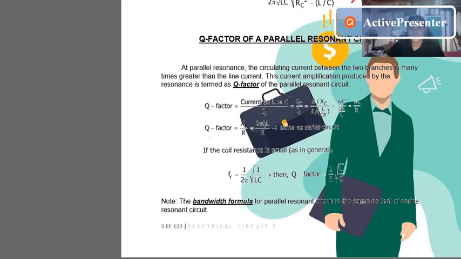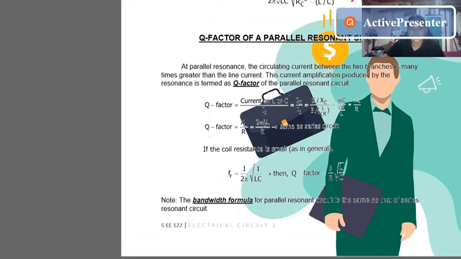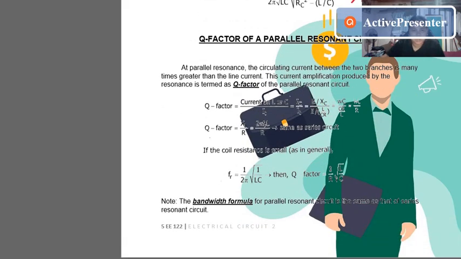And for our last topic, for our Q factor of a parallel resonance circuit. So, at parallel resonance, the circulating current between the two branches is many times greater than the line current. This current amplification produced by the resonance is termed Q factor of the parallel resonance circuit.